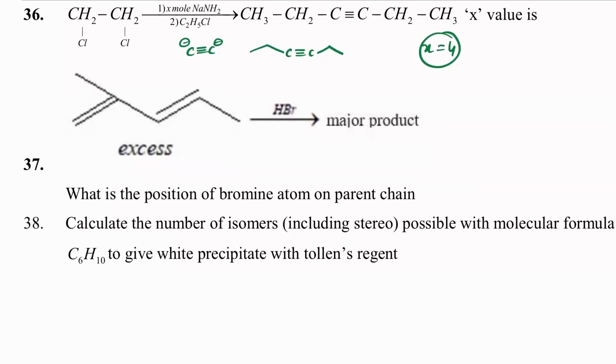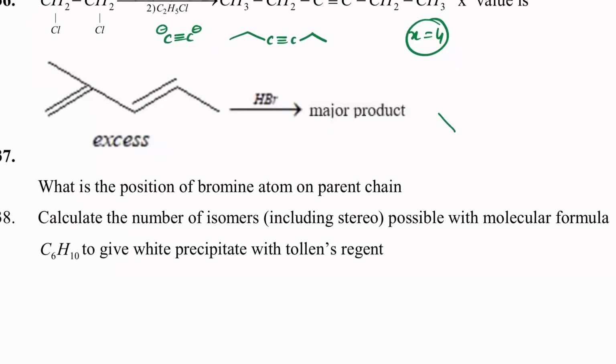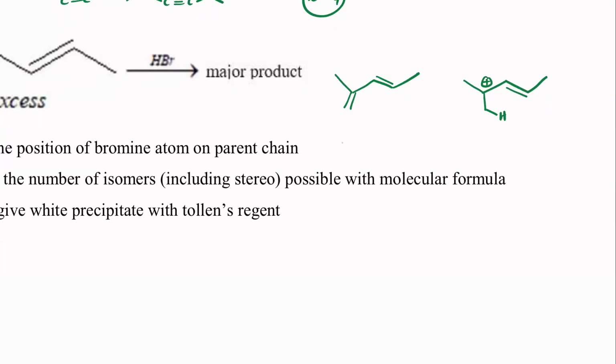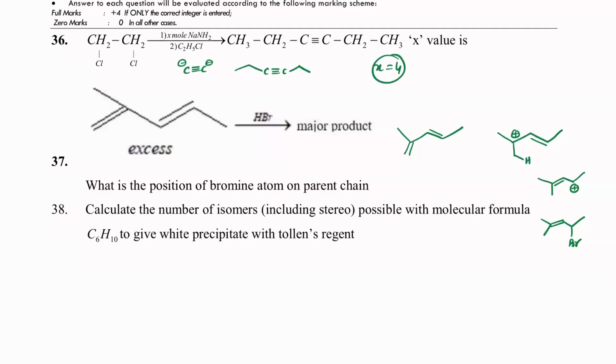Next, what is the position of bromine in the parent chain? So look into it. This is like a 1,2 addition, 1,4 addition case. So we need to check the most stable carbon here because there is no temperature mentioned. So you'll always go with thermodynamic stability. So H here, positive charge. This is the most stable double bond. First you need to write that carbocation and then make a more stable alkene here by making the resonance. So then you make an addition of Br. So this is the final product. This is a thermodynamic product.